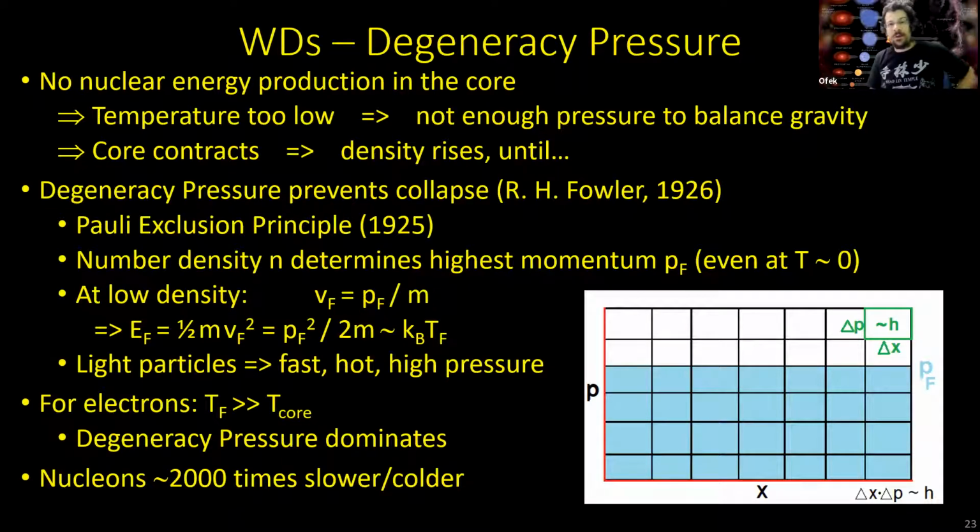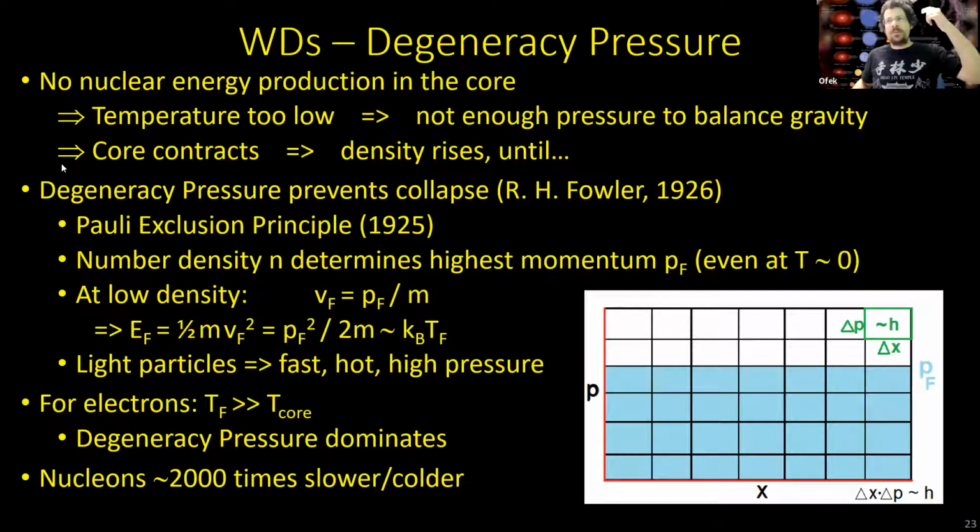If gravity is that strong, we need a very high pressure to balance it, but we can't produce that pressure from heating the gas because there is nothing to heat the gas. There's no energy production in the core. The core is small. Small, dense, but not exceedingly hot. What then can block this gravitational collapse? What can stand in the way of gravity? What pressure will be there to prevent the gravitational collapse? And the answer given in 1926 by Fowler was degeneracy pressure.